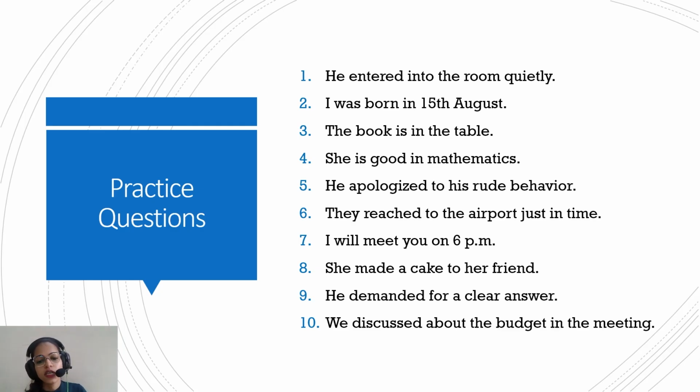"He demanded for a clear answer." "Demanded" is a transitive verb. Transitive verbs do not need a preposition, because they already imply that they take objects directly. She demanded a clear answer. "We discussed about the budget in the meeting." No. When the word "discuss" is used, it's obviously about something. The word itself encapsulates "about", so we do not need "about" here. We discussed the budget in the meeting.